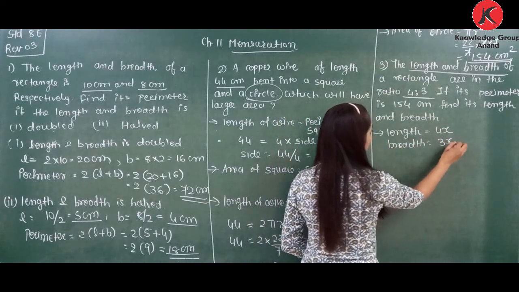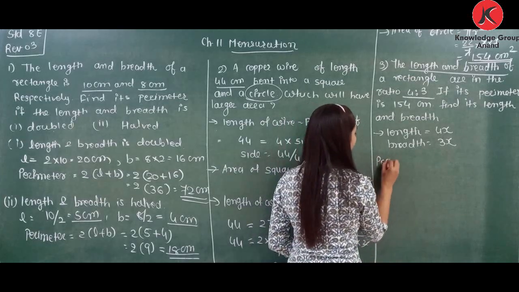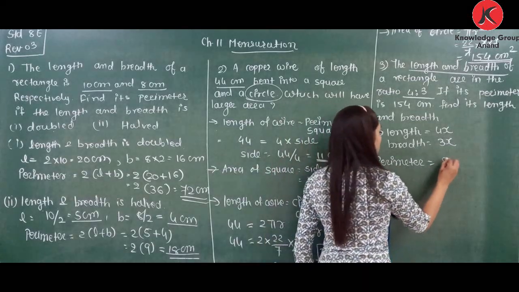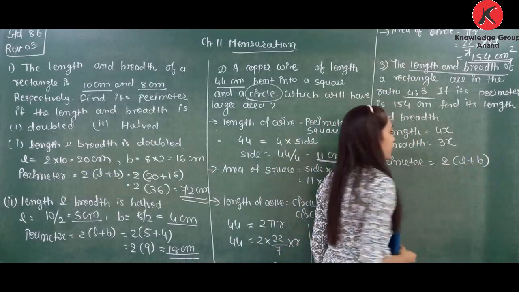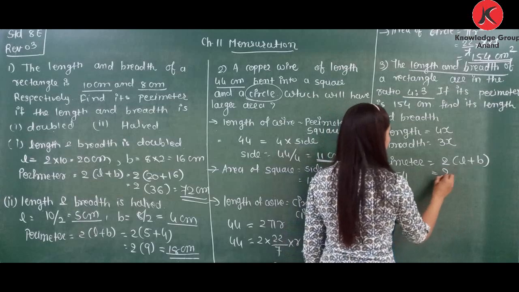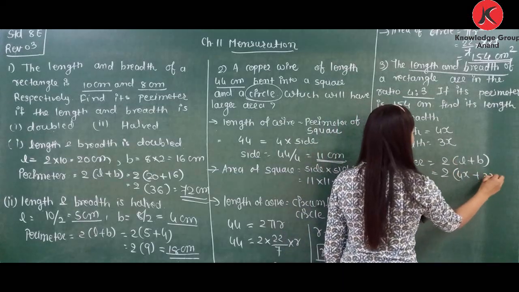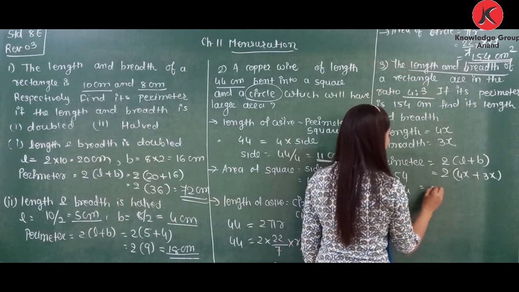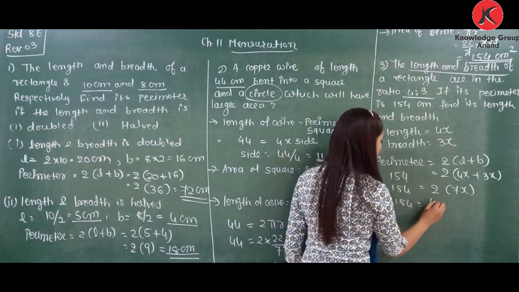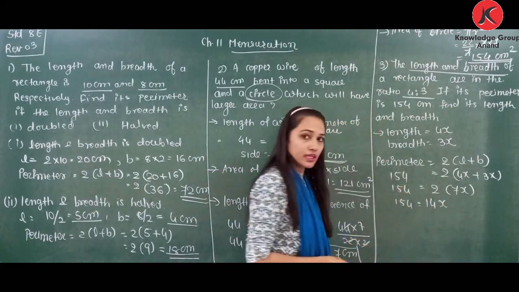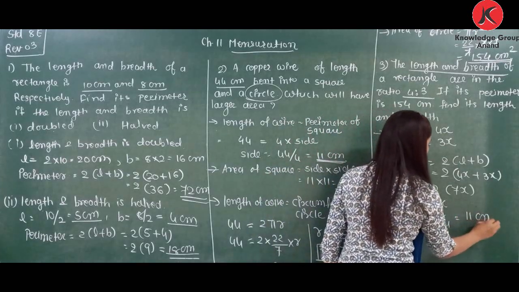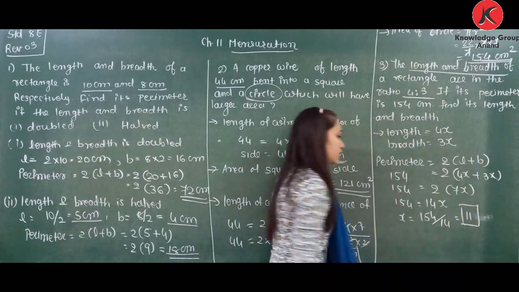that is 3x. Now perimeter is given, so we can write perimeter. What is the equation for the perimeter of a rectangle? It is 2 inside the bracket length plus breadth. So here perimeter is given, 154. For this example, our length is 4x, breadth is 3x. 154 is equal to 2 multiply 7x. Now 154 is equal to 14x. To find x, take 14 in a divide. So we get 11 centimeter. X is what? 11.